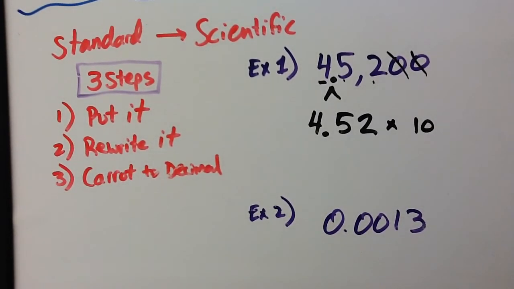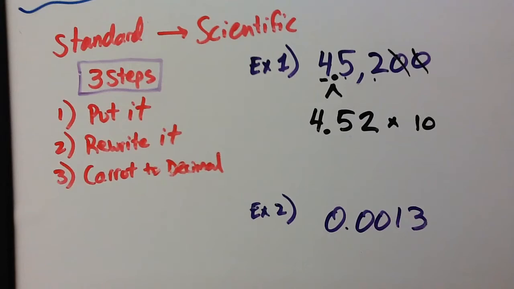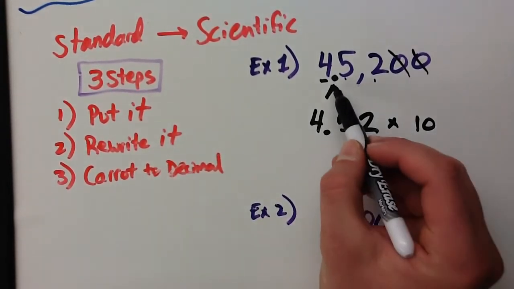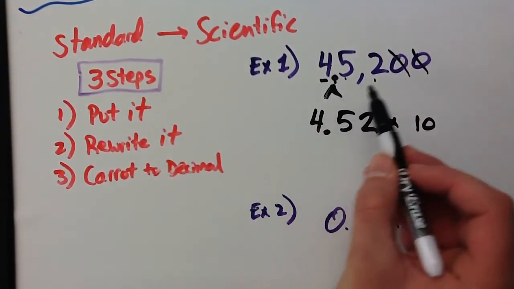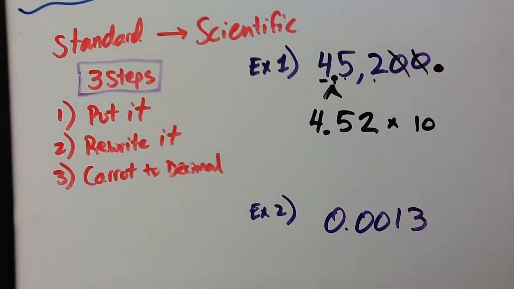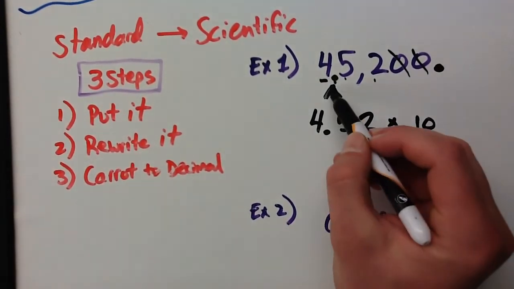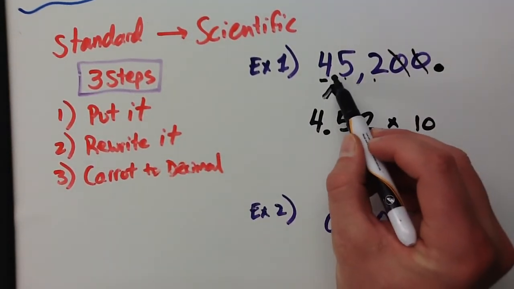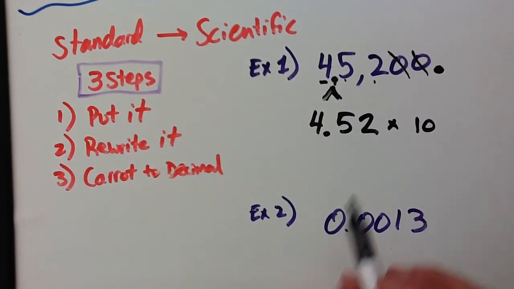Step 3 is caret to decimal. Think C to D, like in alphabetical order. You would go C and then D. C is for caret, D is for decimal. So we're going to count how many spaces it is from the caret that we made to the original location of the decimal. So in the number 45,200, the decimal is at the end of the number because the decimal was not written in, so it's understood to be after the last digit that you do see. So I'm going to go from the caret to the decimal, and I'm traveling to the right, and so I know my exponent will be positive because I'm going right.